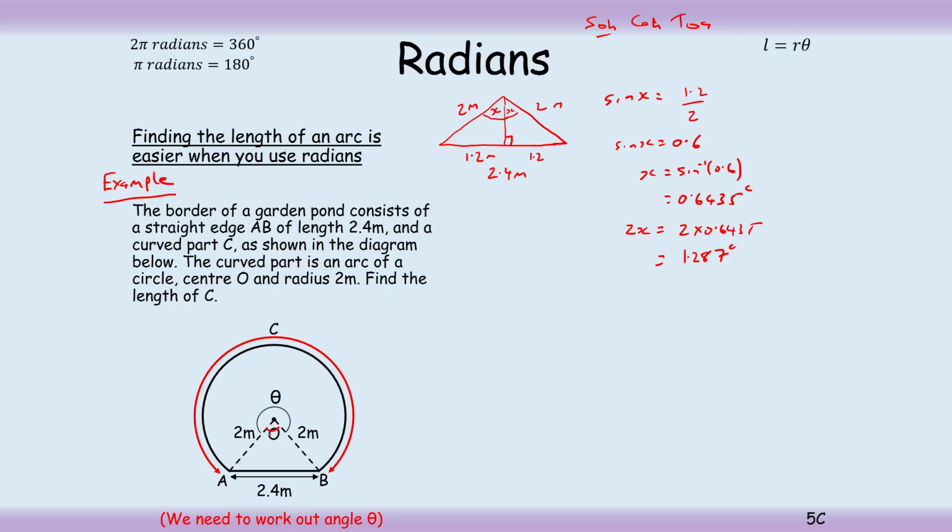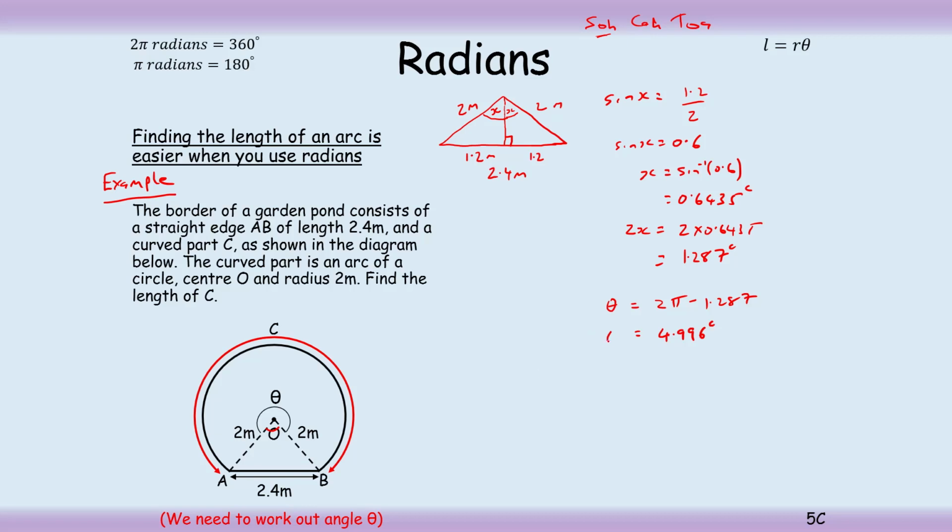Now theta is on the outside. So theta is going to be equal to the whole angle all the way around the circle. So the entire angle, which is 2 pi, minus that 1.287. When I work that on the calculator, 2 times pi minus 1.287, I should have 4.996 radians.